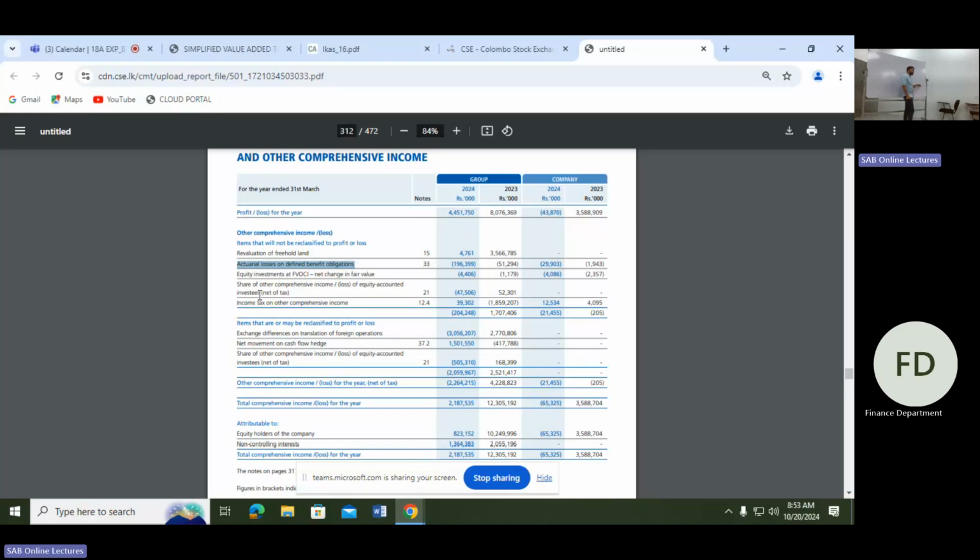For investment property, what's the purpose? Obviously they are keeping it for capital appreciation. That's a management decision. So if we are keeping something for capital appreciation, whatever the appreciated capital is, it is a management performance, because that is a management decision. So that unrealized gain we can keep as other income in the income statement. That's the logic behind that.